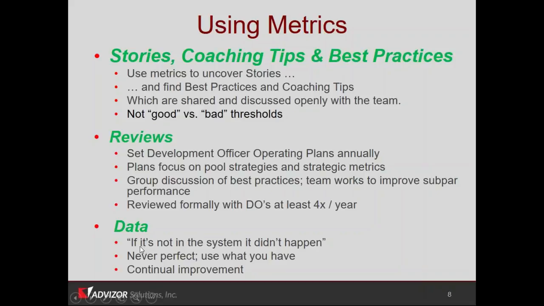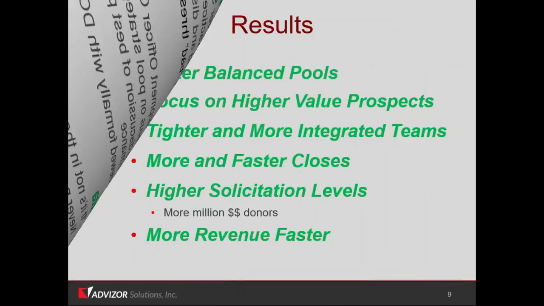And then there's always discussions of the data. The data is never perfect. Use what you've got, improve it over time. The mantra ought to be, if the data is not in the system, it didn't happen. So it's not acceptable not to put the contacts in the system or not to put the solicitations in the system. They've got to go in. And then you can have the discussion. And it's a continual improvement model is what we're talking about here.